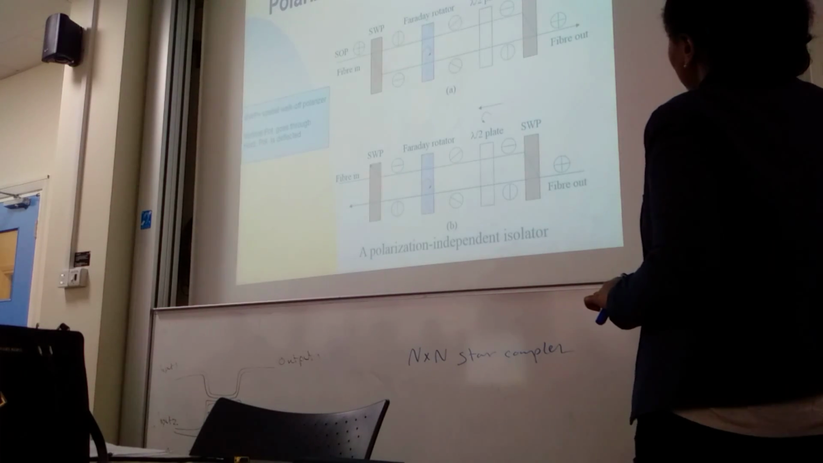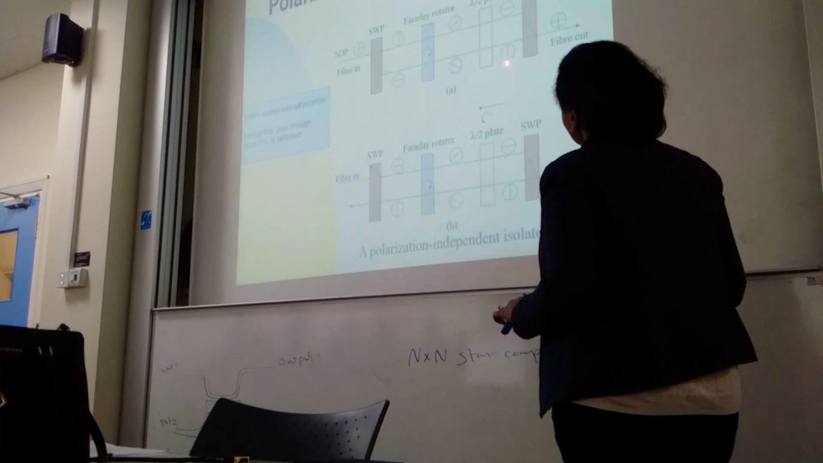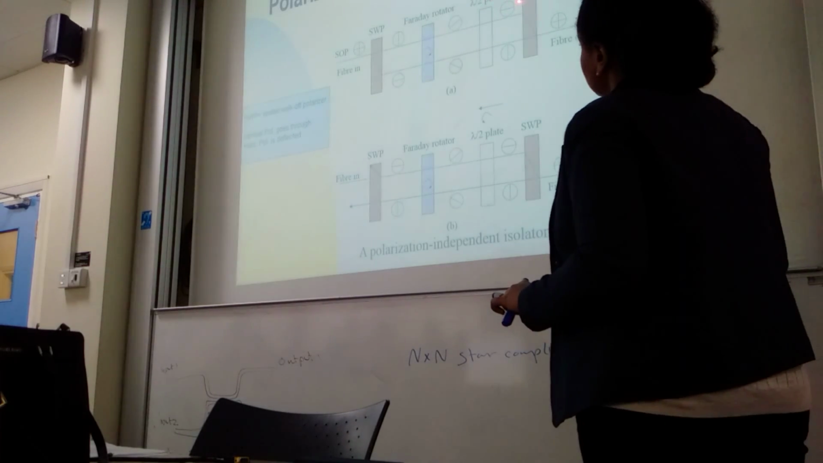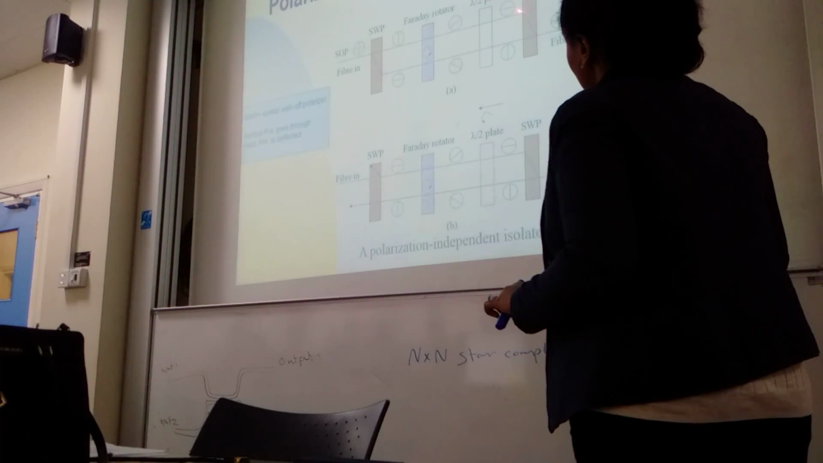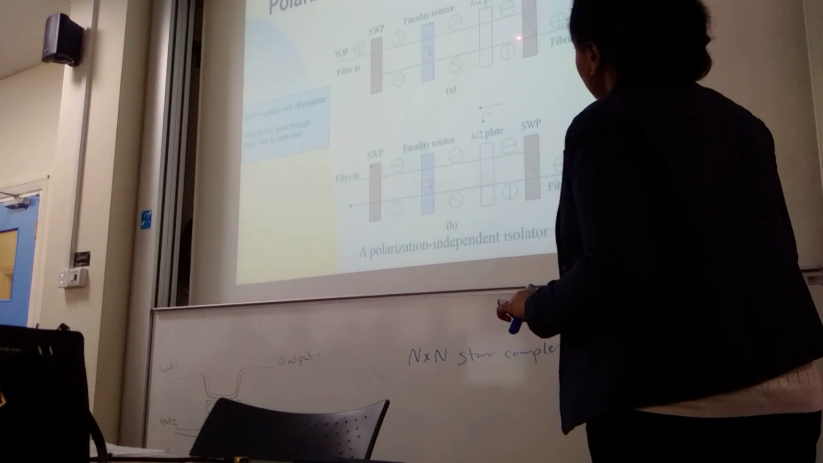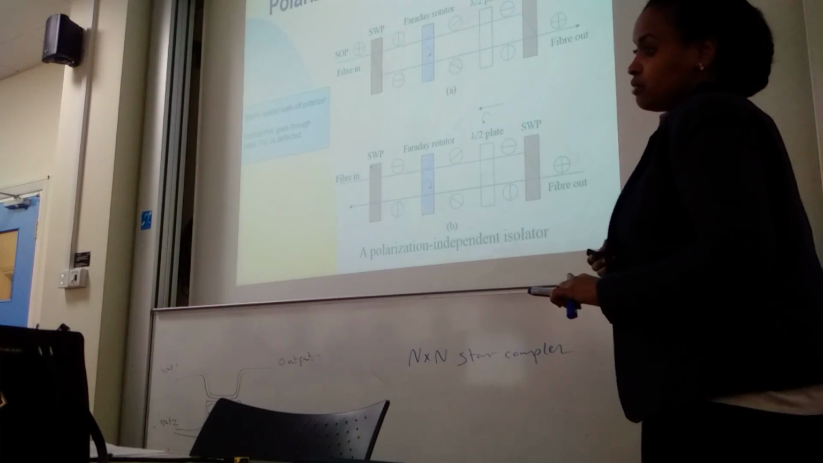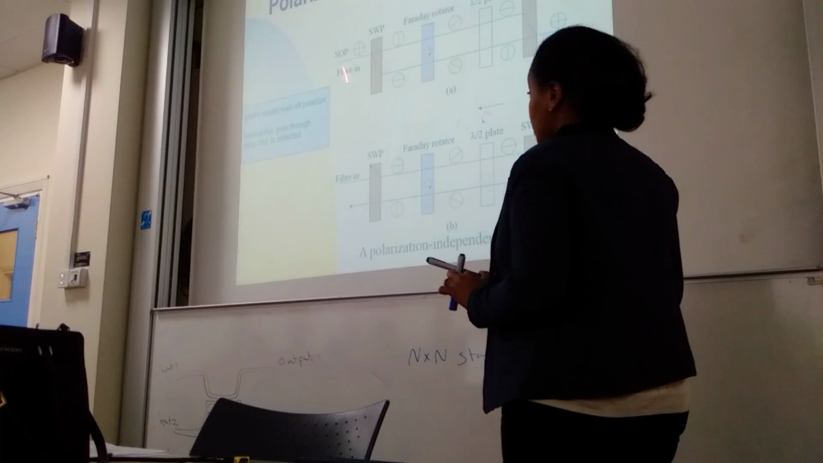Again, they will go through a spatial walk-off polarizer, and so the horizontal will be refracted and the vertical will pass without refraction, which will cause them to combine again. That's perfect.